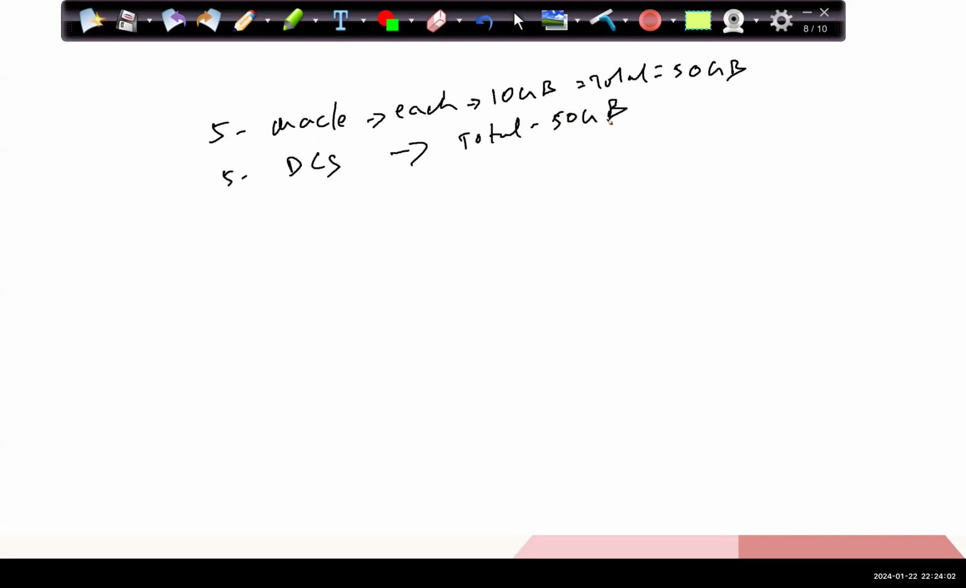Same thing for this. You need total 50 GB here. This is about RAM, right? 100 GB RAM is required to run these 10 machines. And they also say that I need, let's say, 40 cores of CPU. Right?